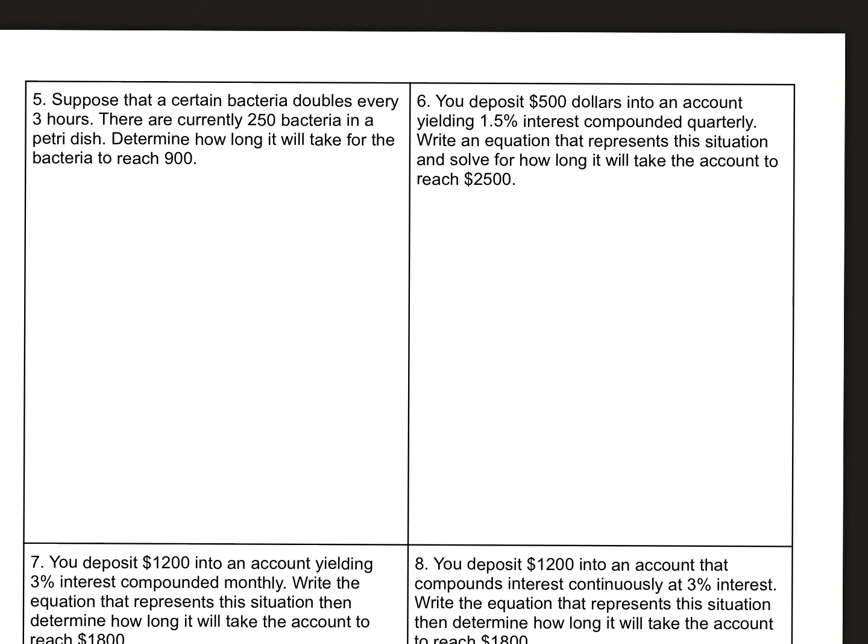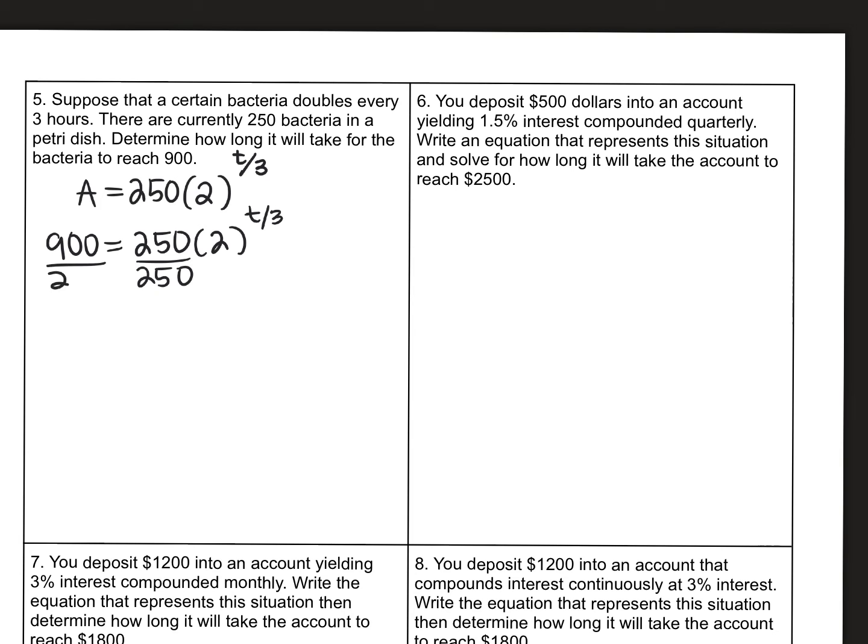So the doubling formula is the exact same as half-life, except the base is now 2. So our equation would be A equals 250, then in parentheses 2, to the T over 3. So the only difference between a half-life formula and the doubling formula is the base number goes from a 1/2 to a 2. So we'll have 900 equals 250 times 2 to the T over 3. We'll divide by 250. We'll get 3.6 equals 2 to the T over 3.